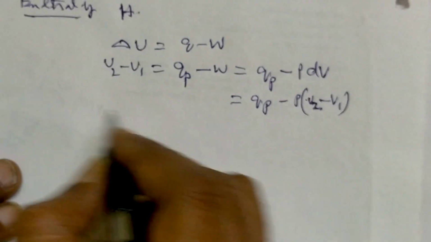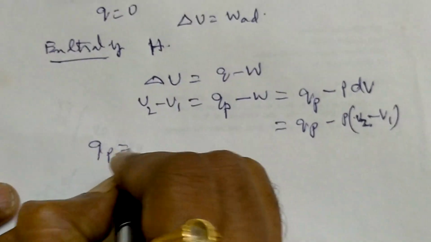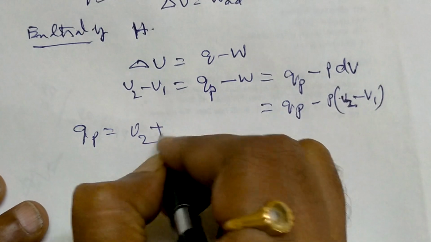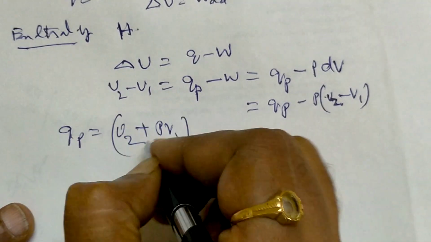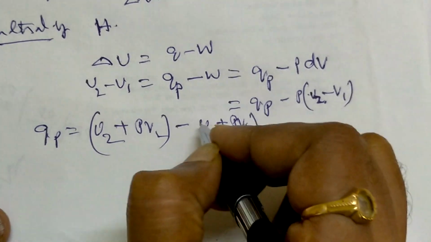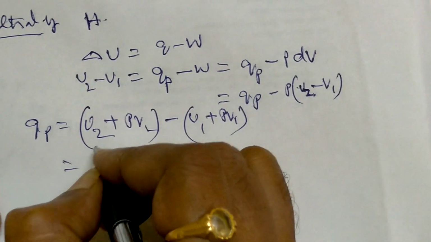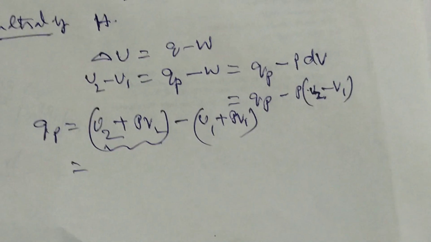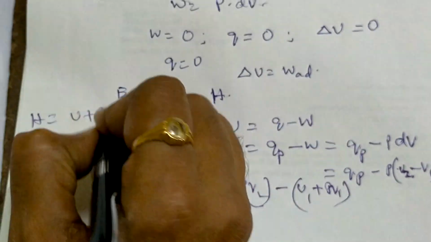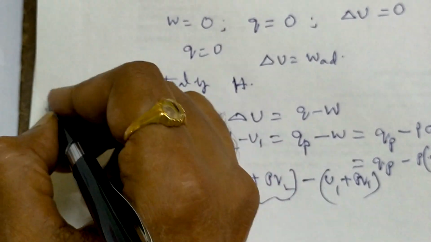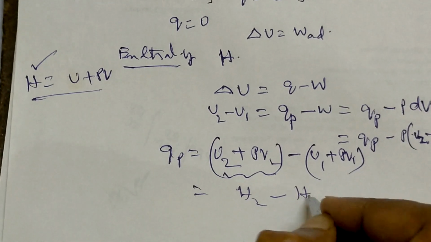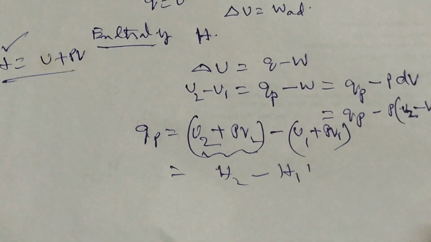Now, bringing it to this side, QP equals U2 plus PV2 minus U1 plus PV1. If I define H equal to U plus PV, that is H as enthalpy, then it is H2 minus H1. This is one more parameter we are introducing.